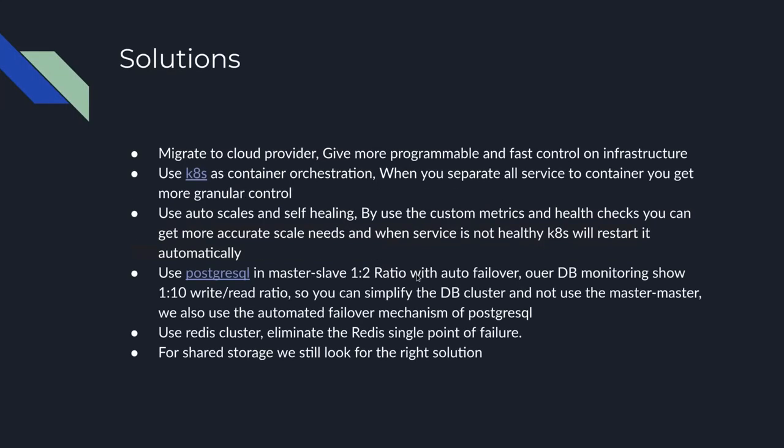What are our solutions? Our solution is to migrate to a cloud provider, which gives more programmable and fast control of infrastructure, and use Kubernetes as the container orchestration. When you separate all services and take the microservice approach, you take control of each of the elements that you run in this cluster. And if one of them has a problem, you can just take care of it. Let's say if you have a problem in Unicorn, it does not affect the web server. It affects only Unicorn. The same as on the Moodle analysis.